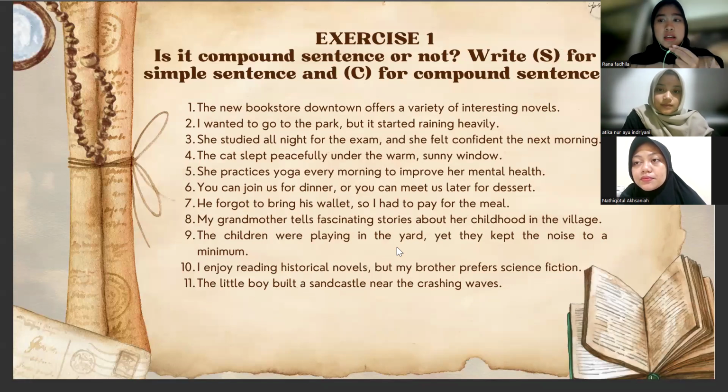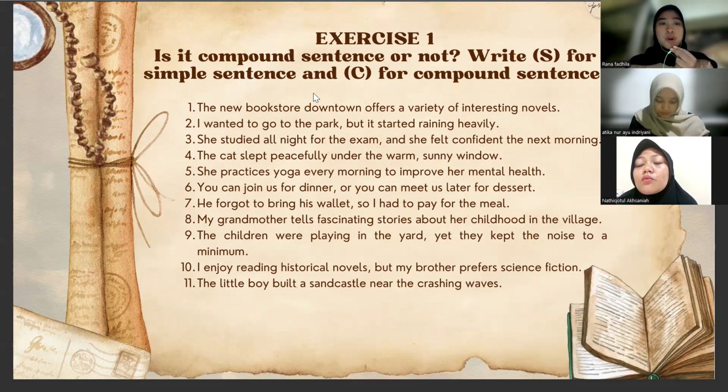So we can differentiate between simple sentence and compound sentence. And the first one is: the new bookstore downtown offers a variety of interesting novels. We can know that the sentence in number 1 is a simple sentence because it does not contain a coordinating conjunction. It contains just one clause, with one subject and one verb.